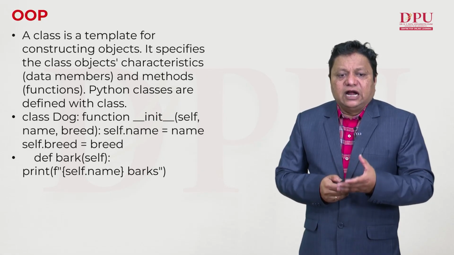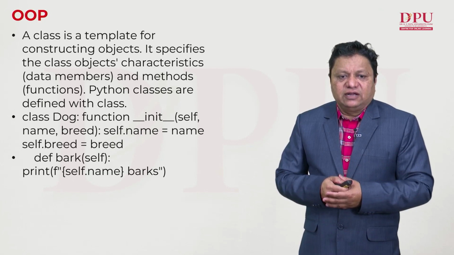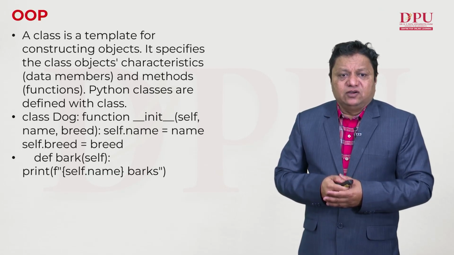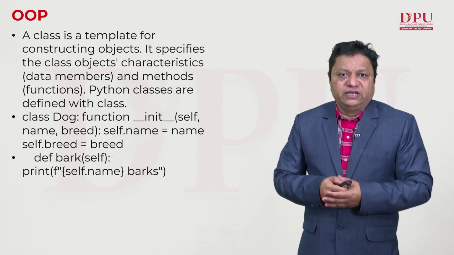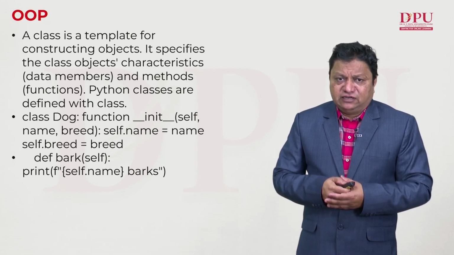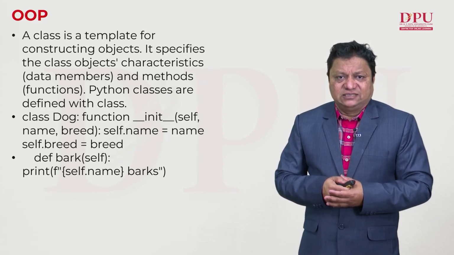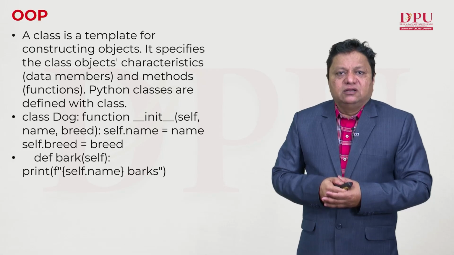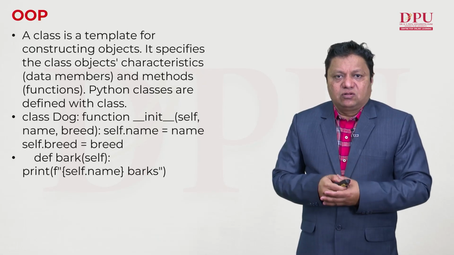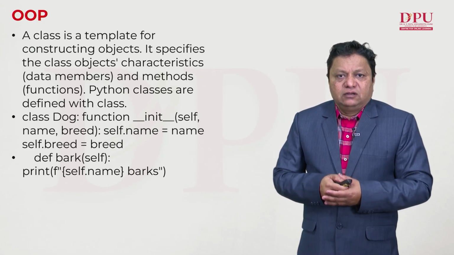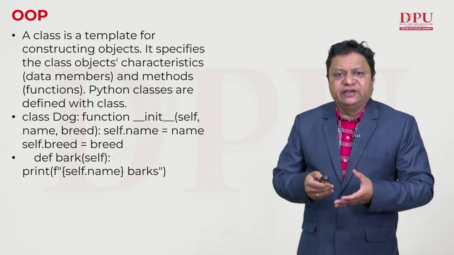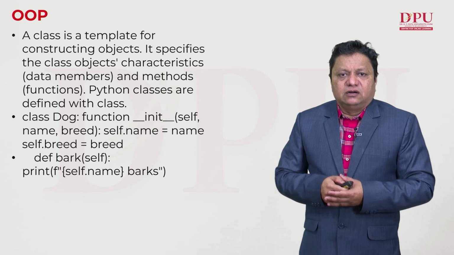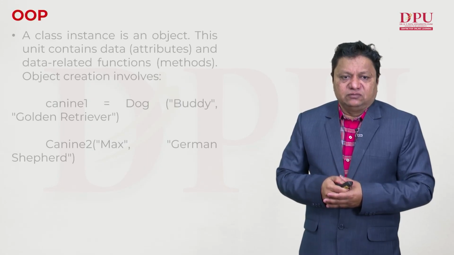So, here I have defined a class called dog, and here I have initialized the data members of the class called dog, as you can see. And again I have defined one function which belongs to this class, like def bark. So the class dog consists of one constructor and a method called bark. In this way you can define a class in Python.